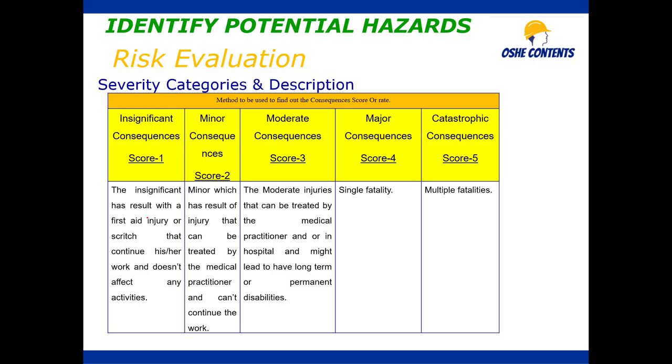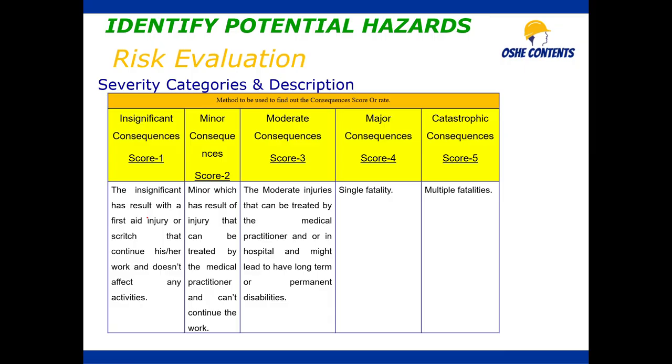Moderate consequences score 3: moderate injuries that can be treated by a medical practitioner and or in hospital and might lead to long-term or permanent disability, because there are chances of permanent disability, and also chances of long leave, maybe for a week or for 10 days or for a month.